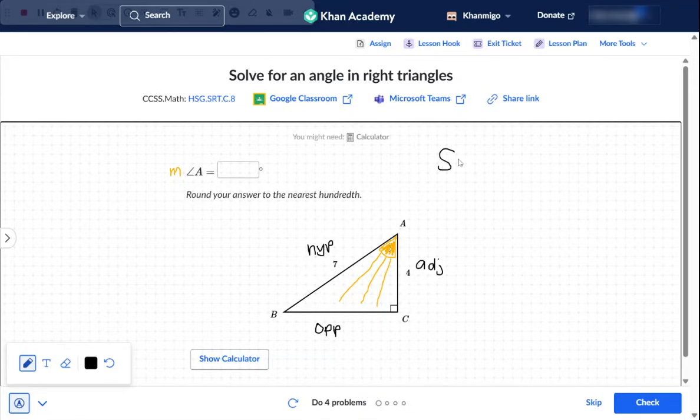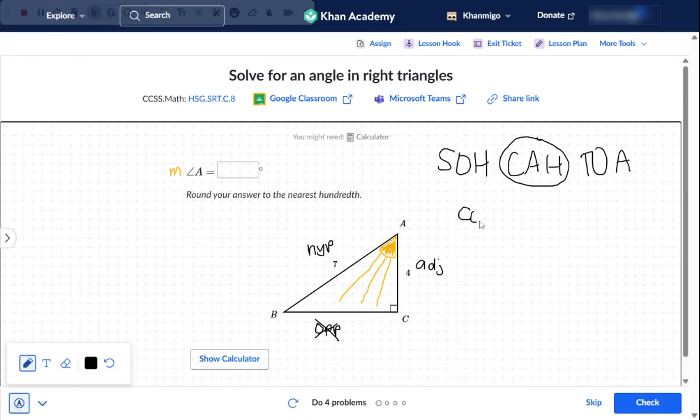You might recall SOHCAHTOA. This is our acronym to help us remember these trig ratios. We're only given hypotenuse and adjacent, so we can just ignore opposite for now. We're scanning, looking for basically an A and an H. So which one has an A and an H? Cosine.